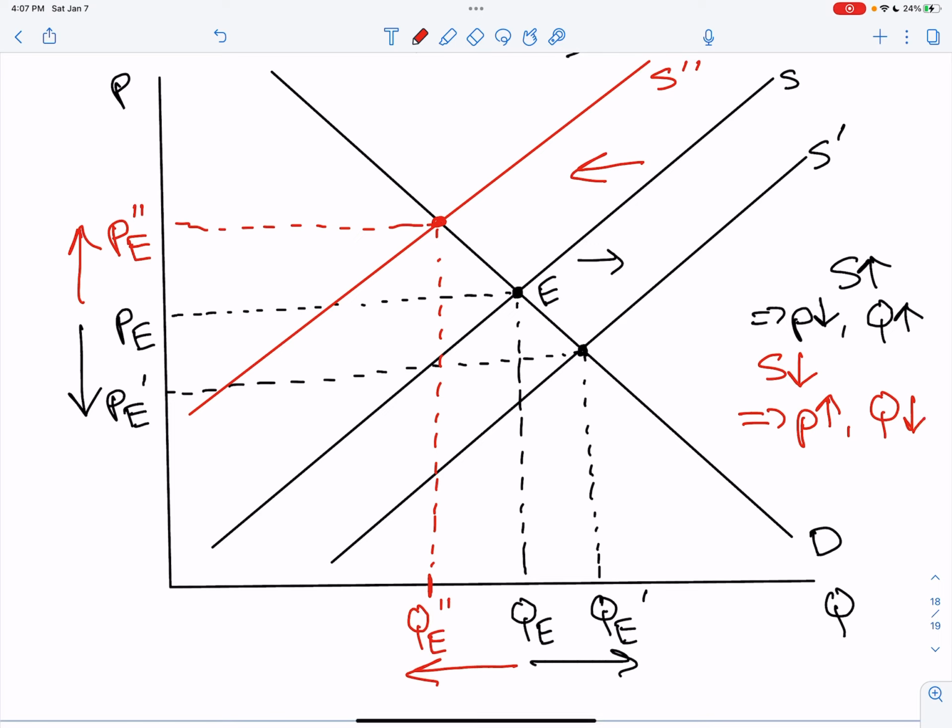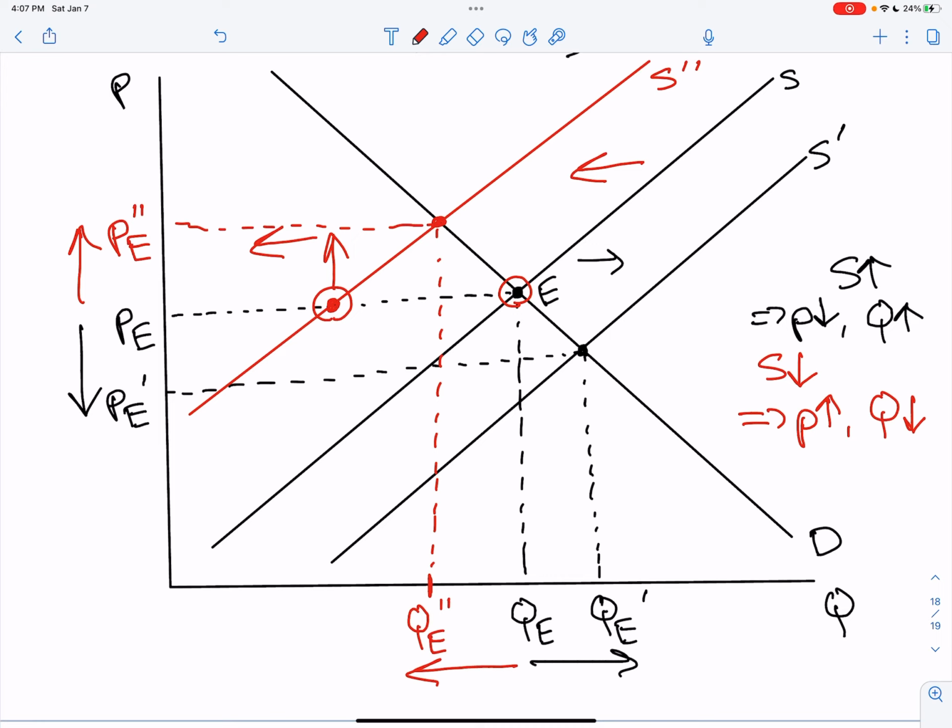Okay, once again, what is the intuition behind this? Well, if price had stayed at its initial point, this would be the quantity supplied, and this would be the quantity demanded, and that would be a shortage. Shortages put upward pressure on prices, and as prices go up, consumers want less of the good, so quantity moves to the left.